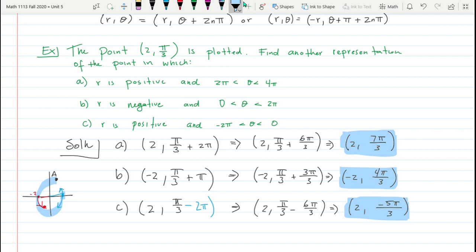So actually we have 4 different representations for the same point, right? We have the original here, we have this one where the angle is between 2 pi and 4 pi, then the third representation where the radius is negative, but the angle is between 0 and 2 pi, and then the last one where the radius is positive but the angle is negative.